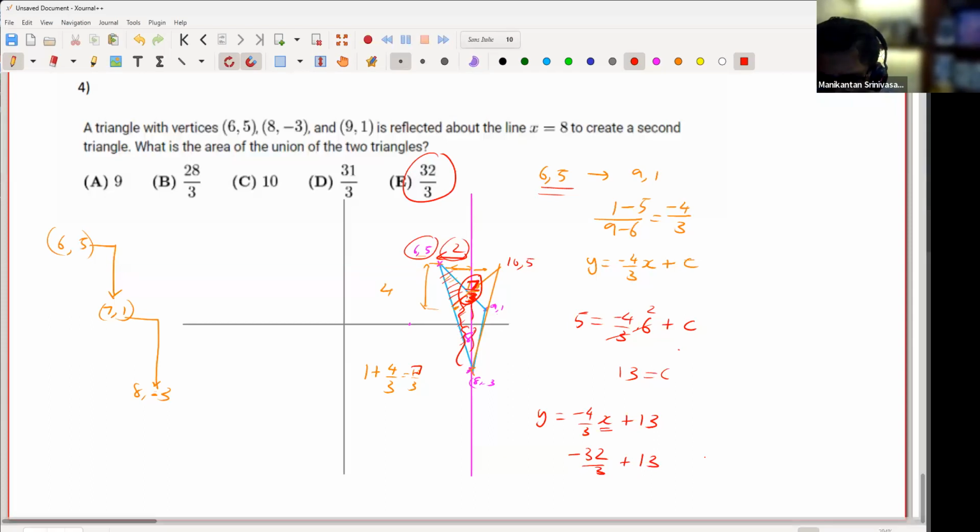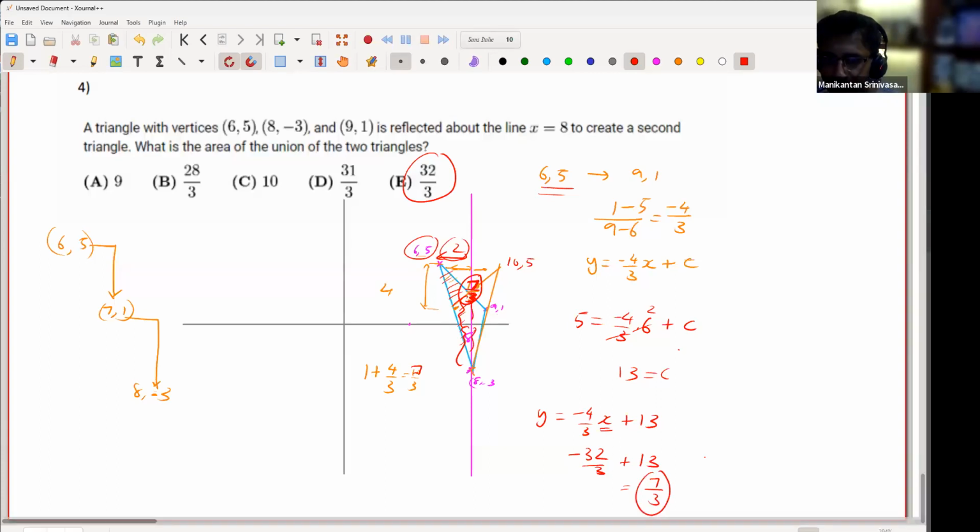What sort of silly mistake am I making? I'm not getting it. X is 8. X is 8. Oh no, it's fine. 13 times 3 is 39. 39 minus 32 is this thing.